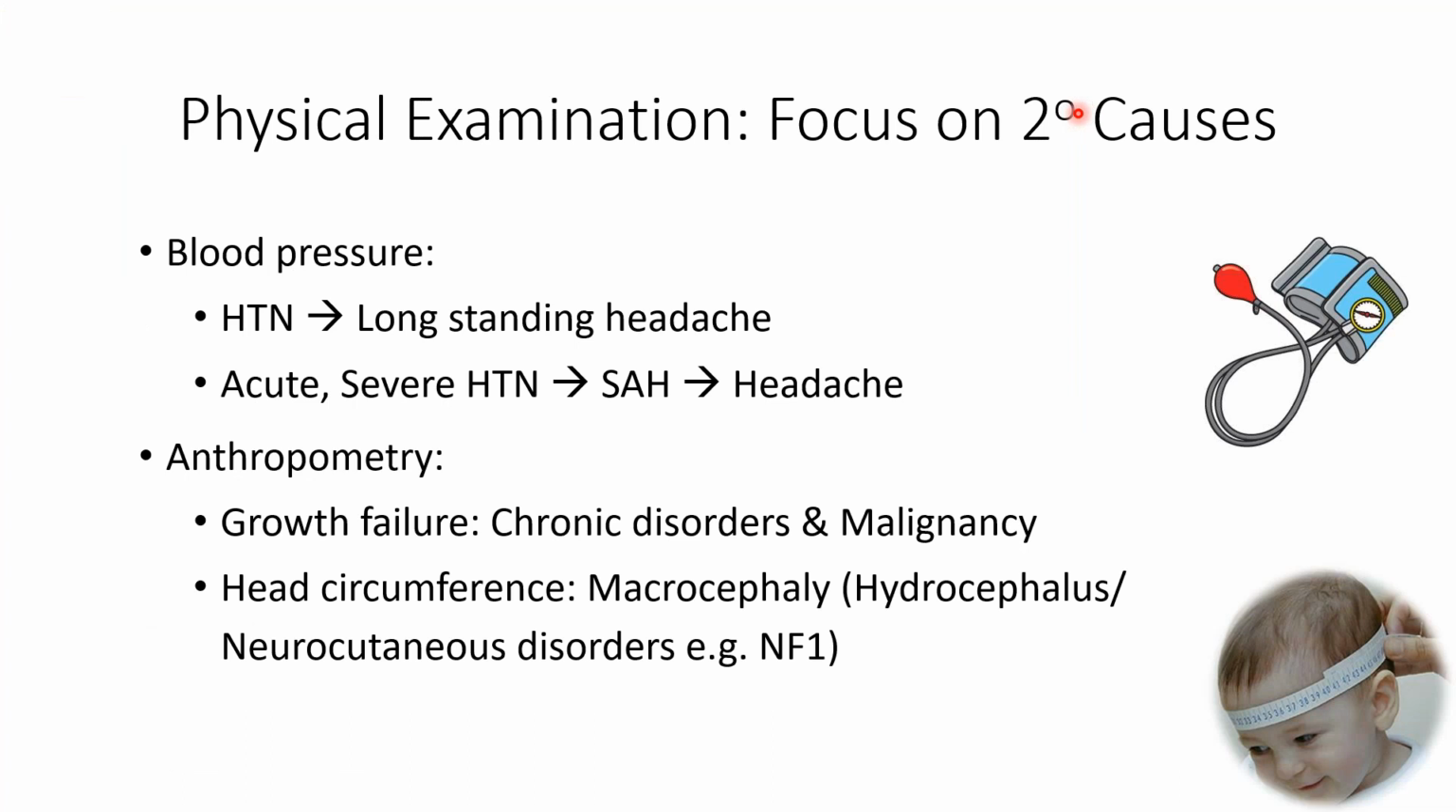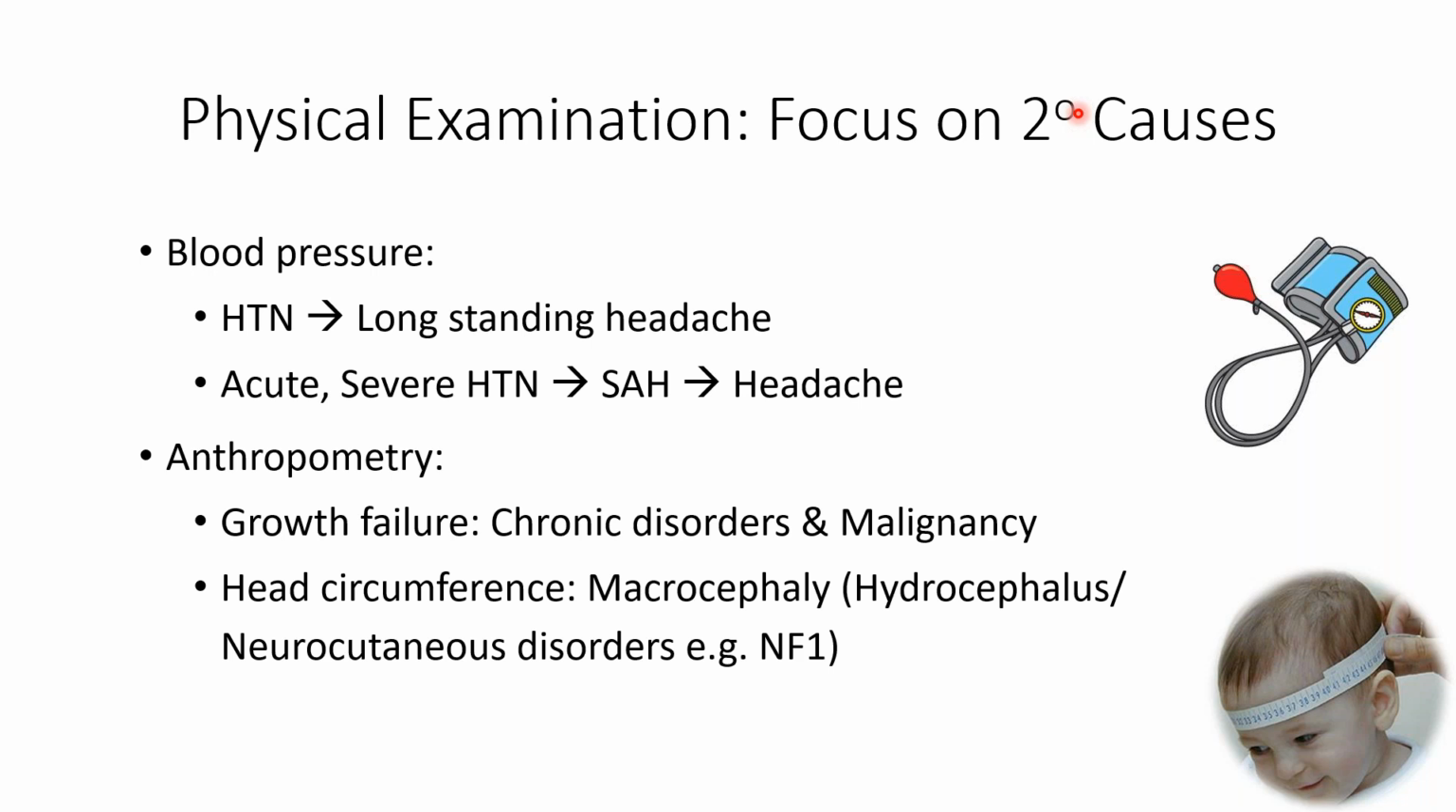So even our physical examination for a child with headache primarily focuses on the secondary causes, because these are the things that we need to rule out, identify and manage accordingly. In our physical examination, we would like to measure the blood pressure, to see whether the child has hypertension, because chronic hypertension may be a cause of long-standing headache, and acute severe hypertension may lead to subarachnoid hemorrhage, which can also cause headaches.